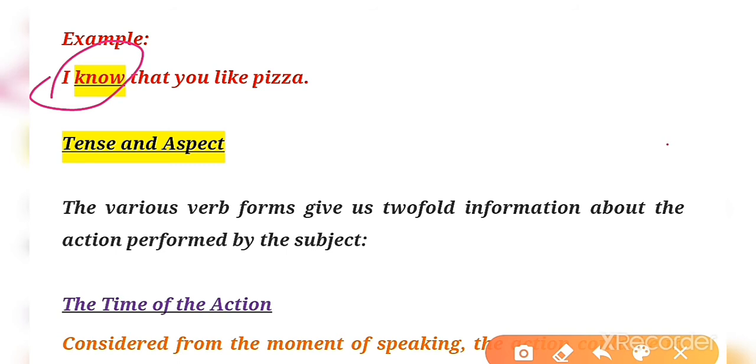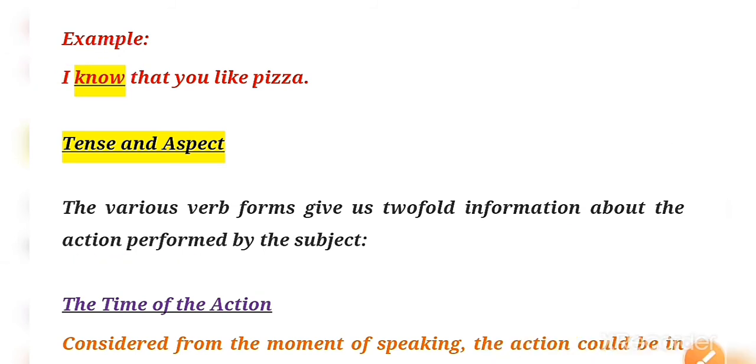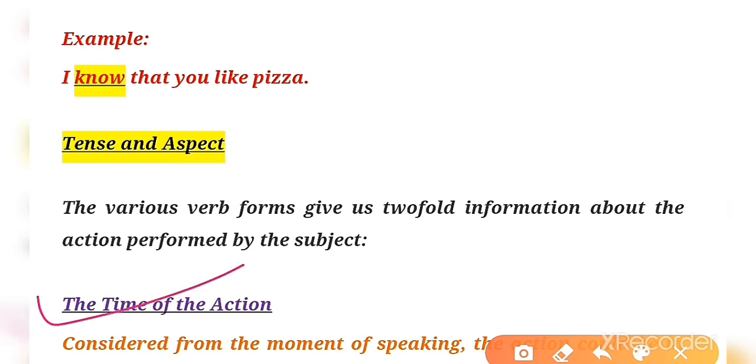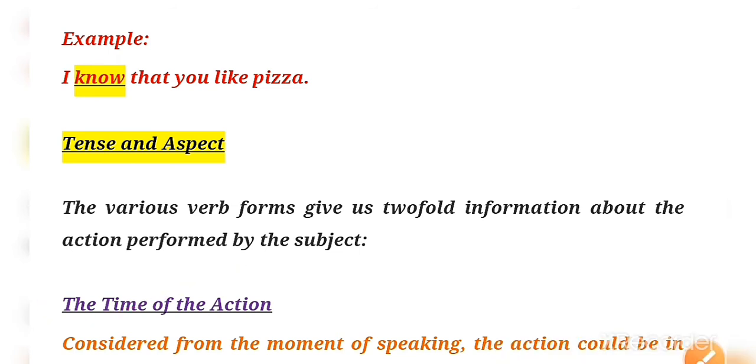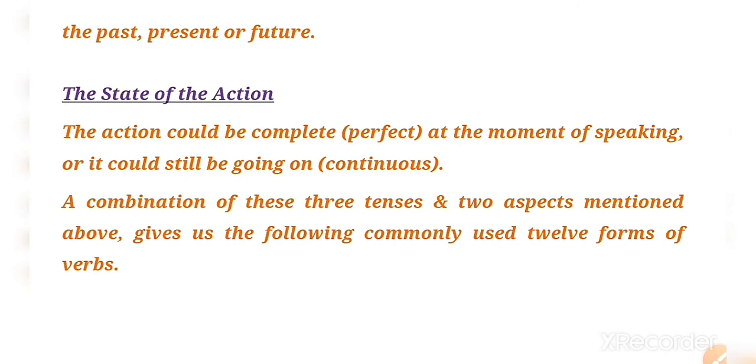Now the last part is tense and aspect. Here we'll see how a verb is used as a tense or aspect. The various verb forms give us twofold information about the action performed by the subject. The first is the time of the action. We have to consider it from the moment of speaking. The action could be past, present, or future.